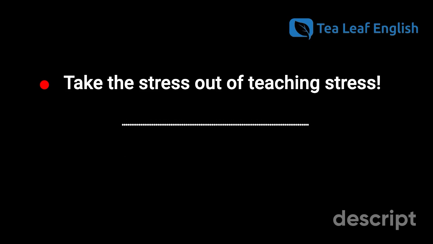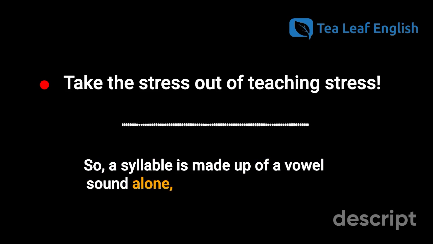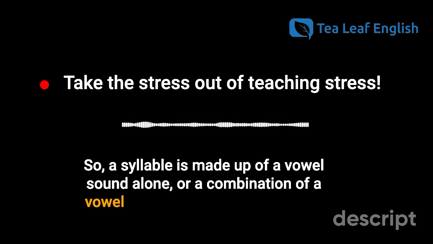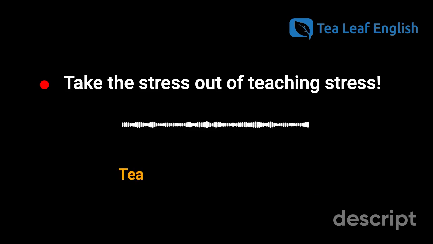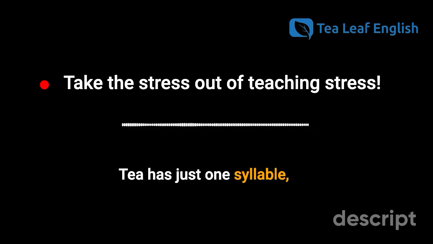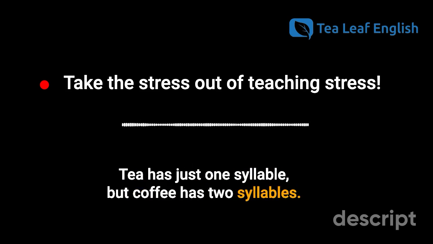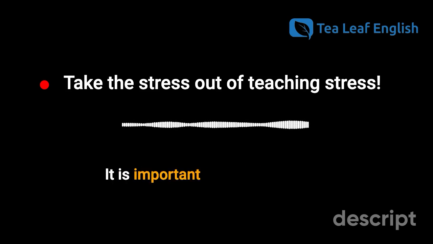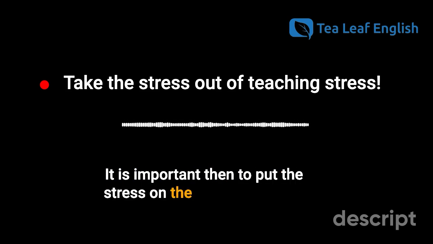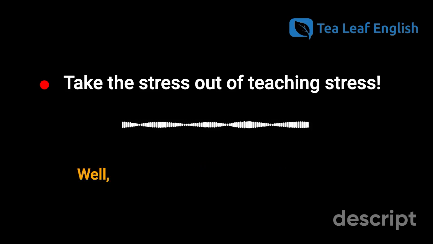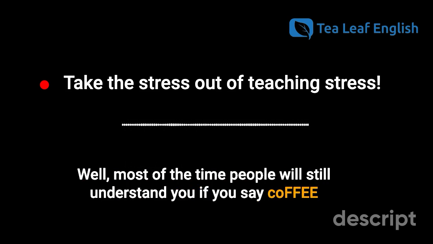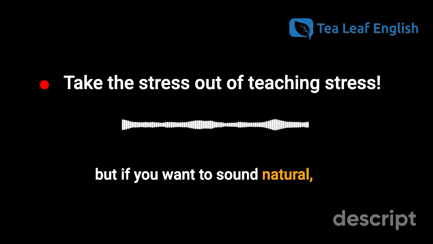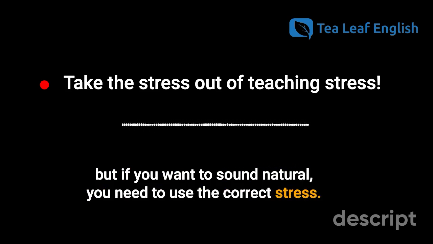syllable. So, a syllable is made up of a vowel sound alone or a combination of a vowel and one or more consonants. Tea has just one syllable, but coffee has two syllables. It is important then to put the stress on the correct syllable. Well, most of the time people will still understand you if you say coffee, but if you want to sound natural, you need to use the correct stress.